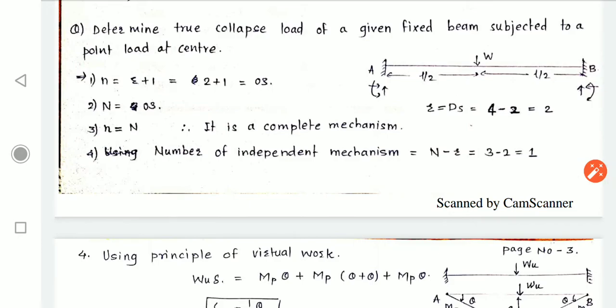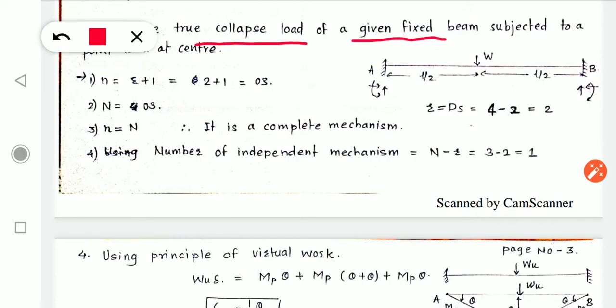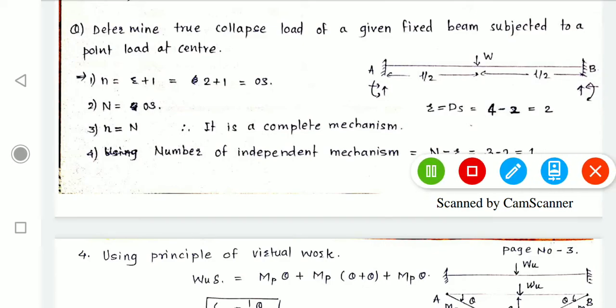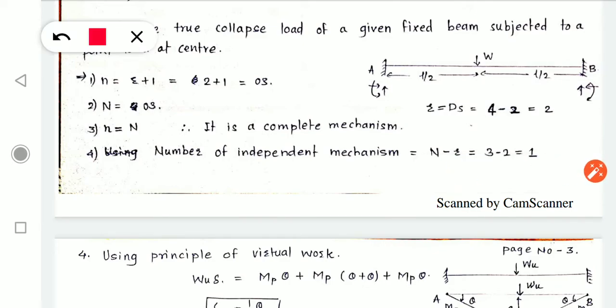Now the next question is, determine the true collapse load of a given fixed beam subjected to a point load at center. If you want to calculate WU, you first have to find what type of mechanism this beam is undergoing or experiencing. For that we have to calculate small n and then capital N.